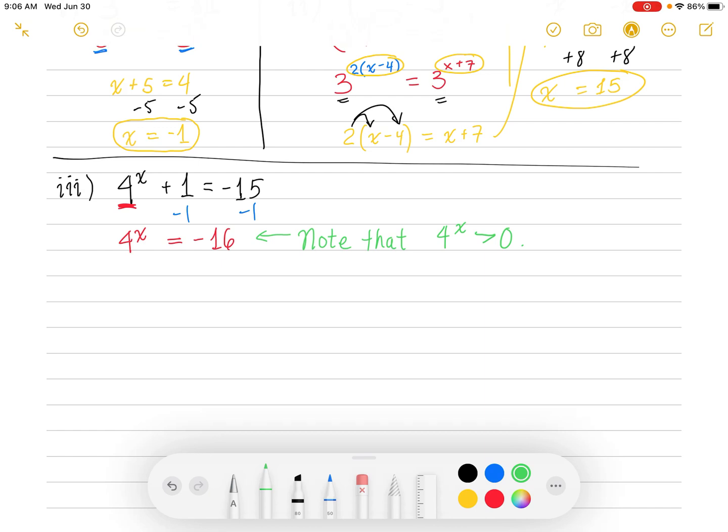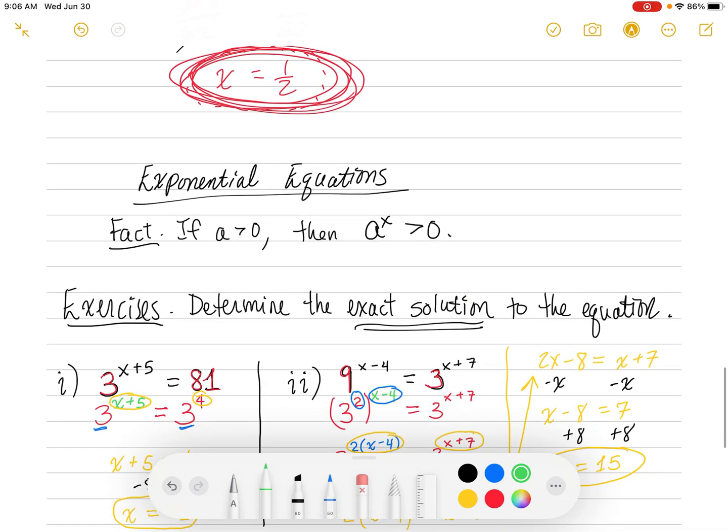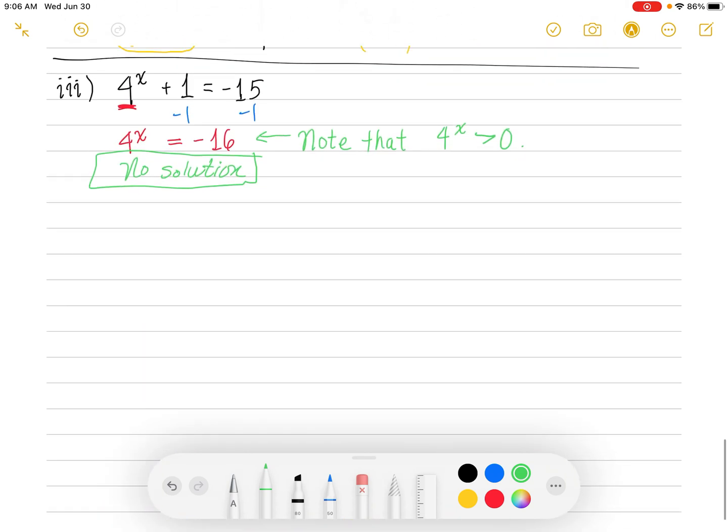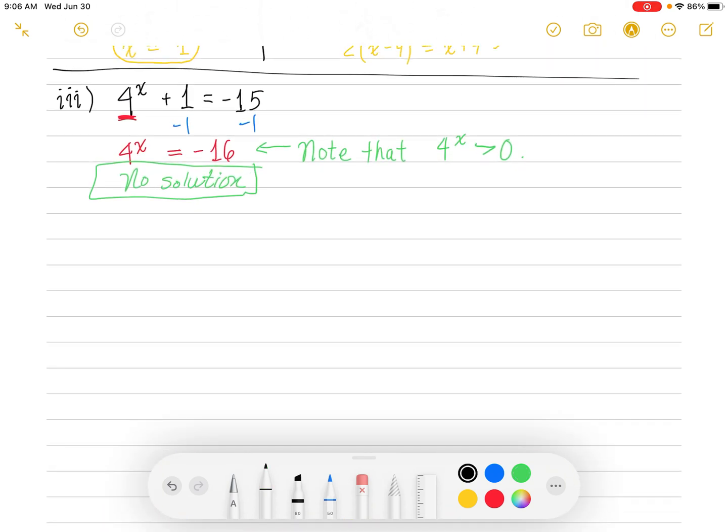So note that 4 to a power must always be greater than 0, must always be positive, can never be negative. So because this cannot happen, we're going to have no solution to this equation. So 4 to the x power always has to be positive. When you take a positive number to a power, it's always positive. That's our fact up top here. So no solution.